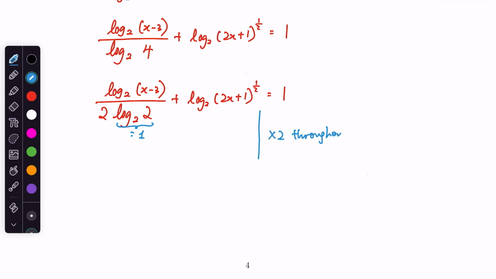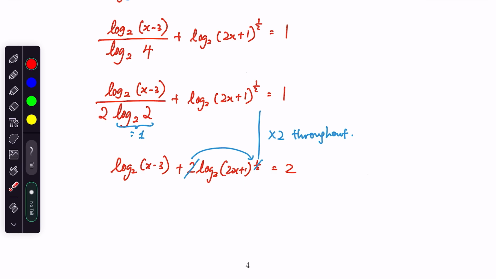Okay, so if I times 2 throughout, I will get log base 2 of x minus 3, plus 2 log base 2 of (2x plus 1) to the power of half, equals 2. And then the next thing I'm going to do is take this 2 in front here and multiply it to the half, so it will cancel out. I'm just going to cancel like this so I don't have to write it again. Next, I have log, same base, log plus log, so the arguments will multiply.